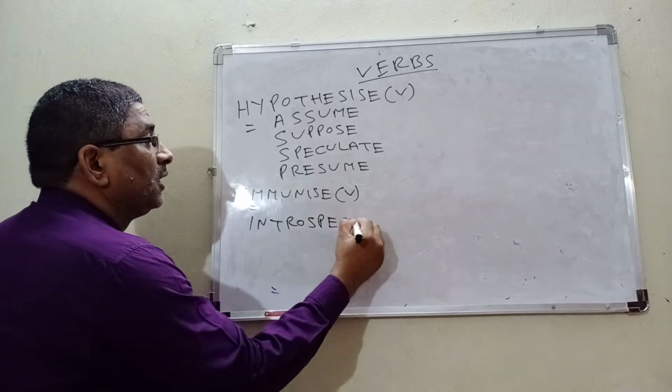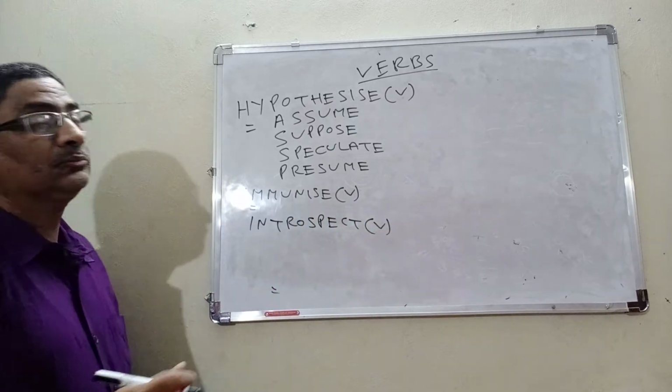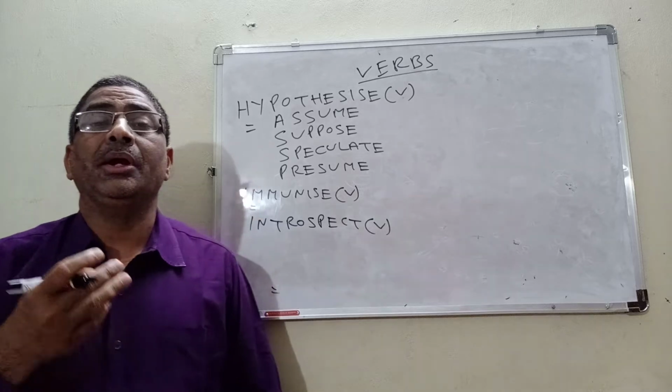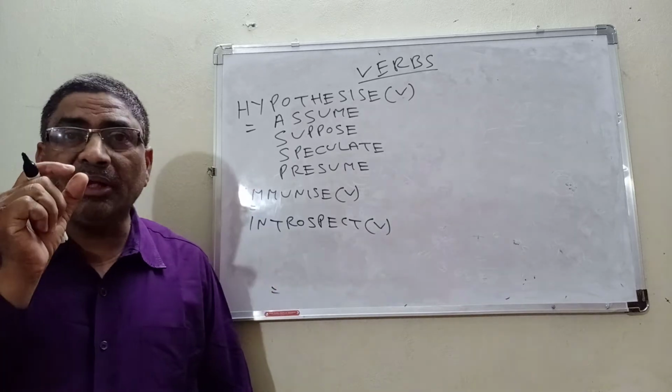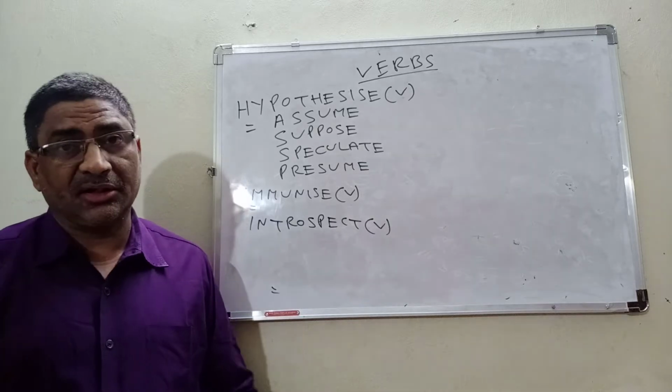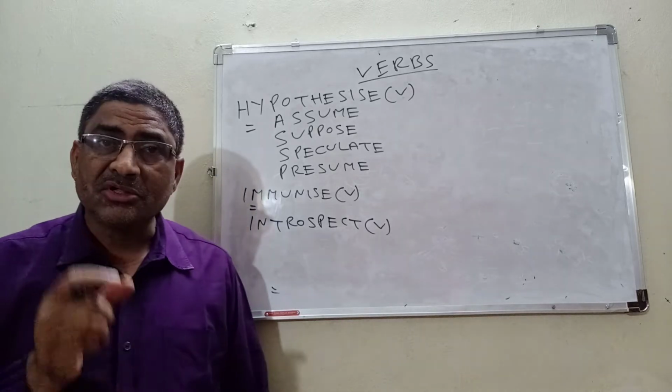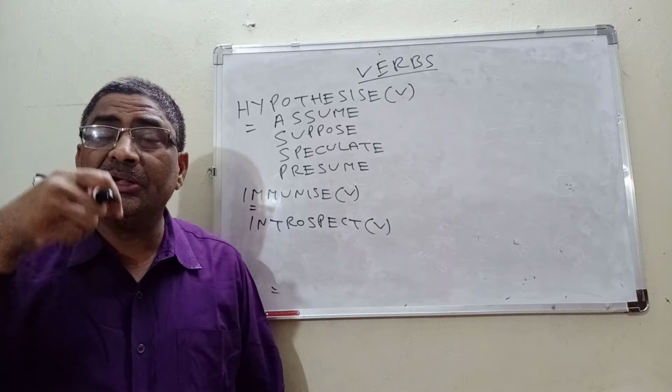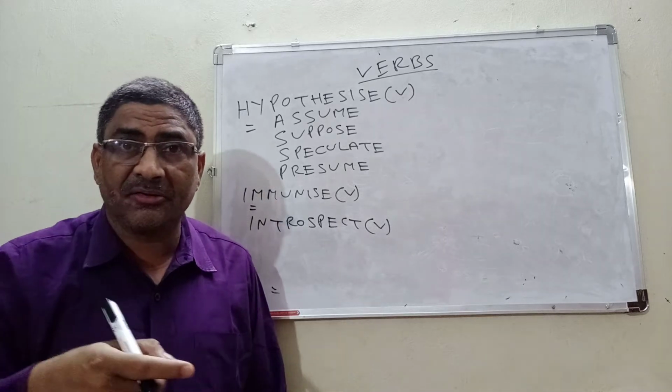Next verb, introspect. Spect meaning is a look. Intro means within. If you would like to examine whether what you have done is right or wrong, that kind of concept is called introspect. So what is introspect? To look into our own mind. That's called introspect.